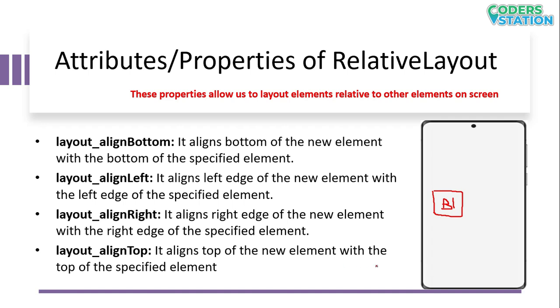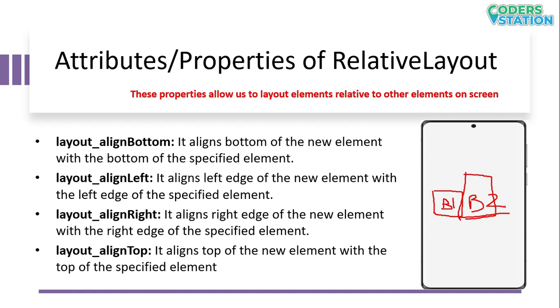When it has been aligned, suppose for example that B1 is the button which is already placed, and we want to place a second element, that is button 2. When it is placed, it will consider its bottom, and it will be placed by considering the bottom of that particular button. So button 2 will start from the bottom of B1.